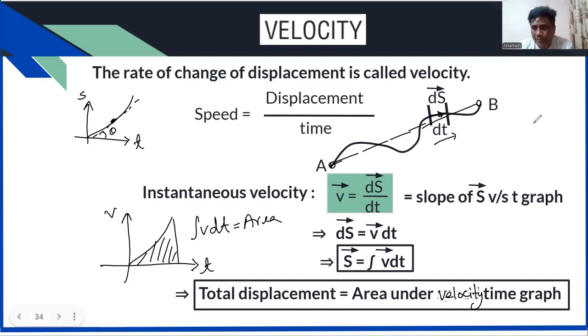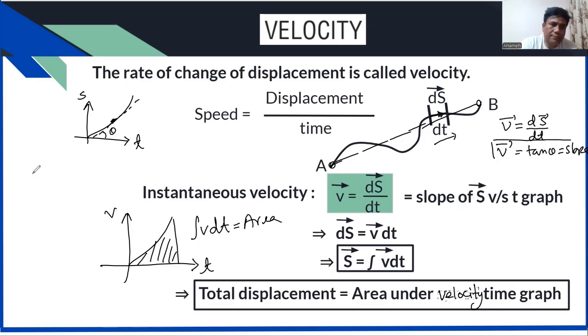v equal to ds by dt, first formula. a equal to tan theta, or it is the slope. This is also called slope. Second formula. Then, and the last one is what? That is the area under the v-t graph. S equal to area under v-t graph.